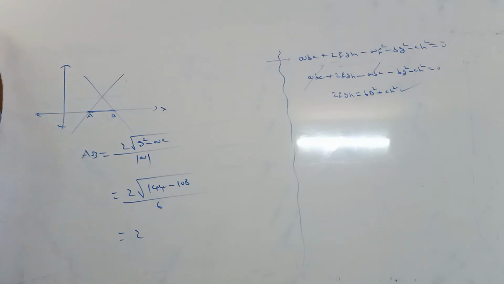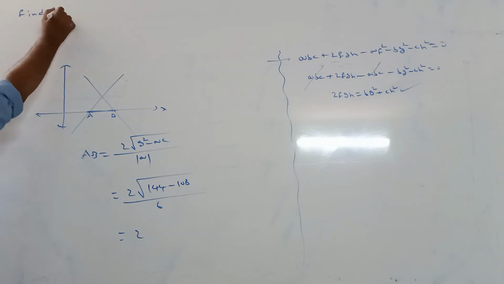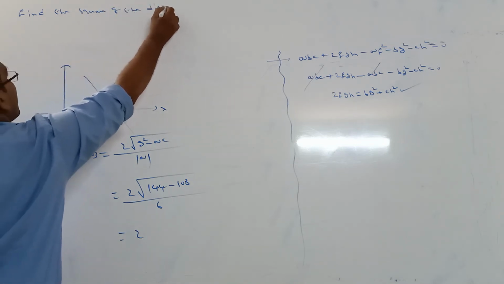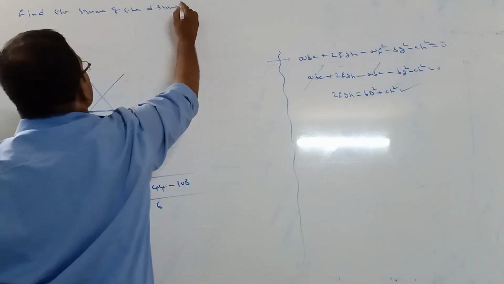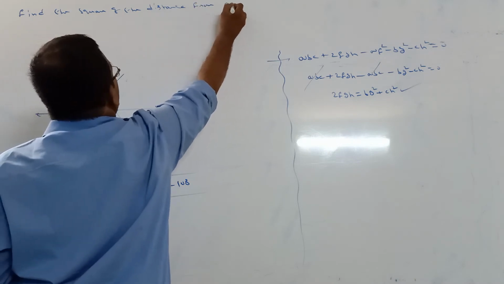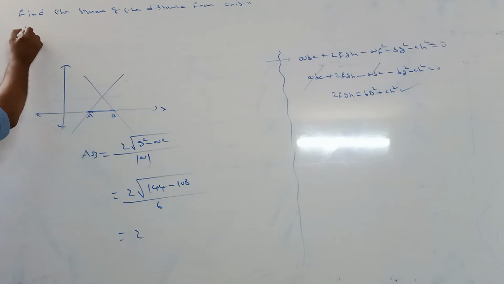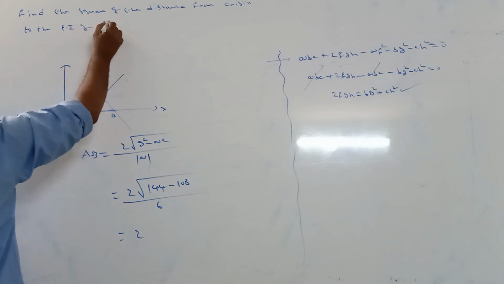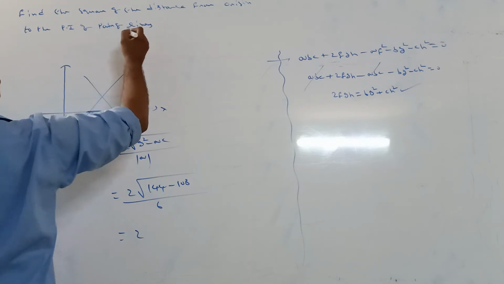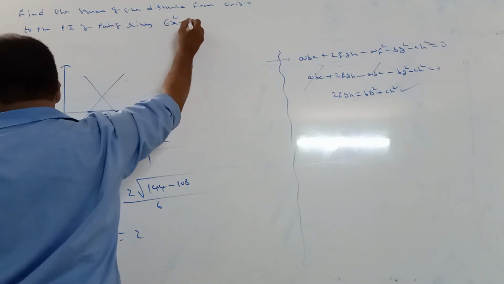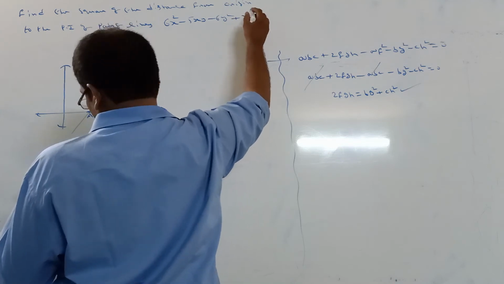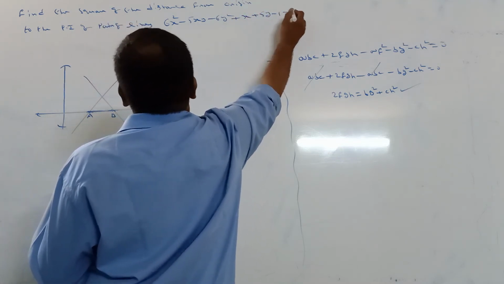Next. Find the square of the distance from origin to the point of intersection of the pair of lines 6x² − 5xy − 6y² + x + 5y − 1 = 0.